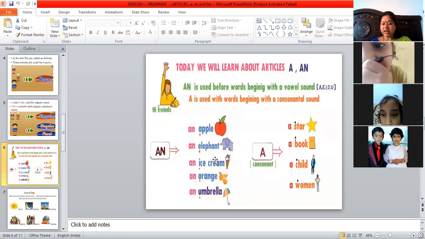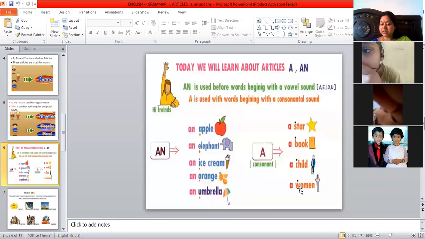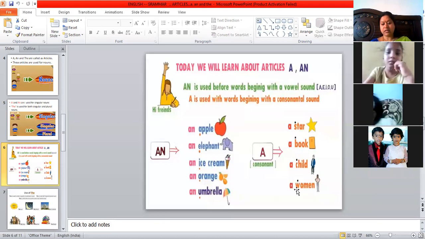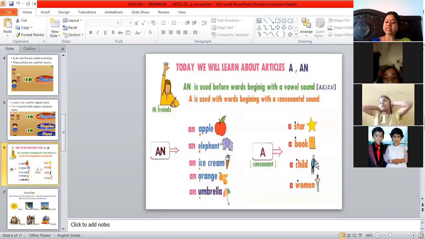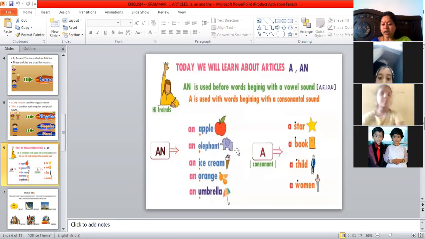Okay? Then where should you use a? A should be used before a consonant sound or consonant. So you see, star: S is a consonant. Book: B is a consonant. Child: C is a consonant. Woman: W is a consonant. So here you have to use a before these. So now are you able to understand where you should use an and where you should use a? And these are all singular nouns.